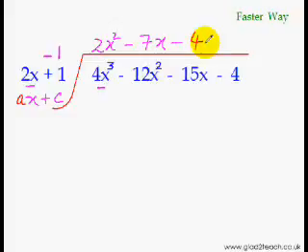And if you want to find the remainder, we can do that as well. Just carry on with the process. Multiply this minus 1 with this minus 4 and add it to the next term of the dividend. So minus 1 times minus 4 is plus 4. Plus 4 minus 4 will make it 0. So the remainder is 0.